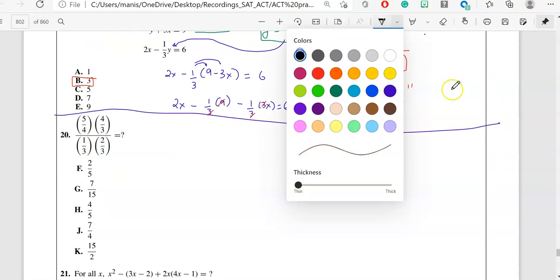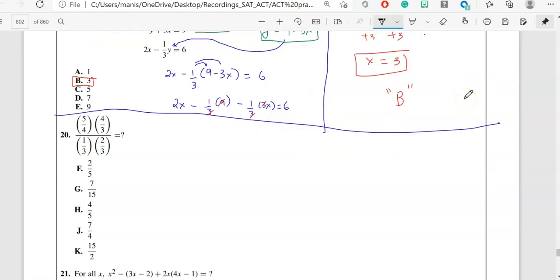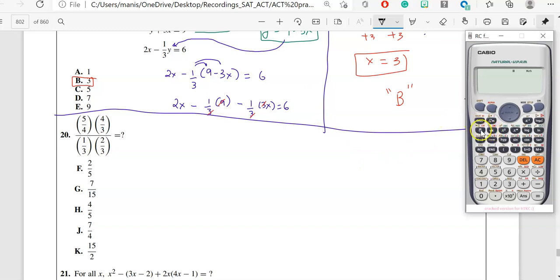Okay, so let's look over here. It says 5 over 4 times 4 over 3 divided by 1 over 3 times 2 over 3. You can use a calculator also for this. So let me pull up my calculator. Okay, so this is one fraction over here. I'm just trying to see if we can have one more fraction over here. No, let's try to do it manually.